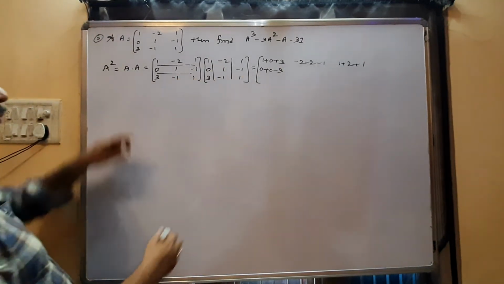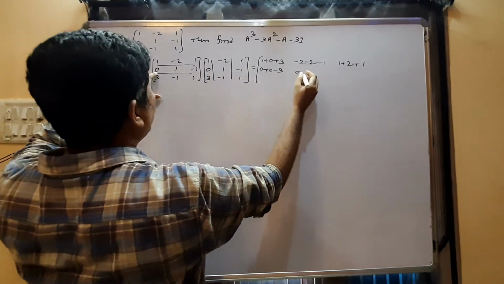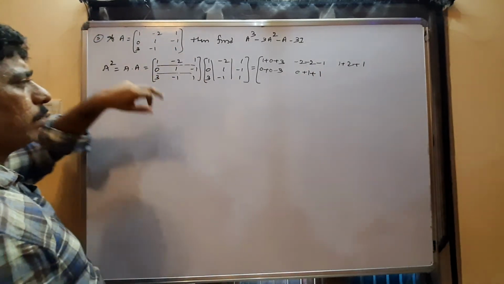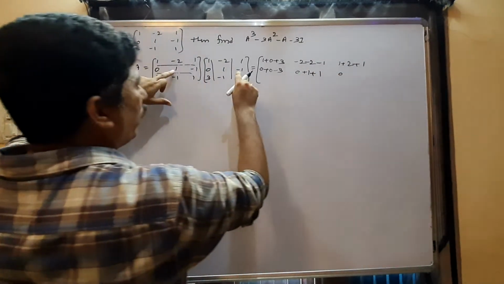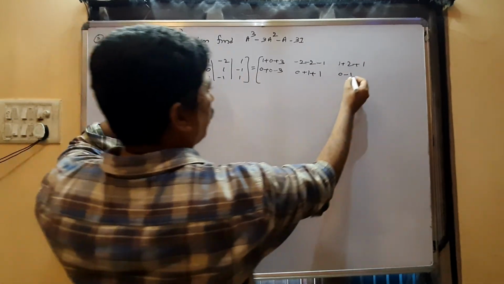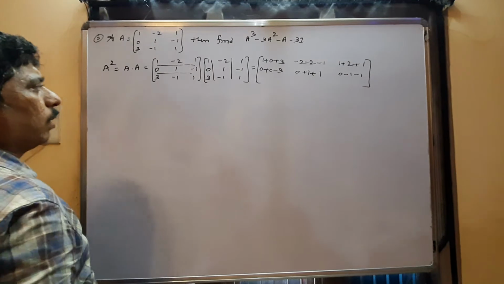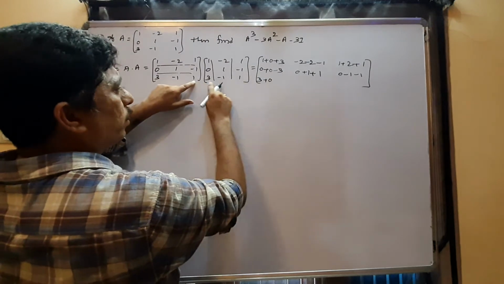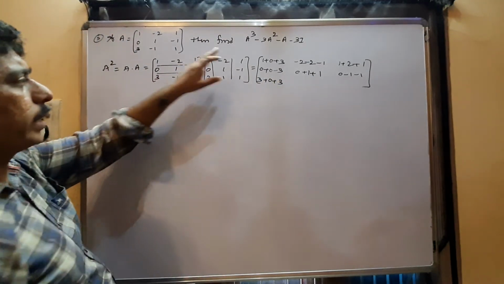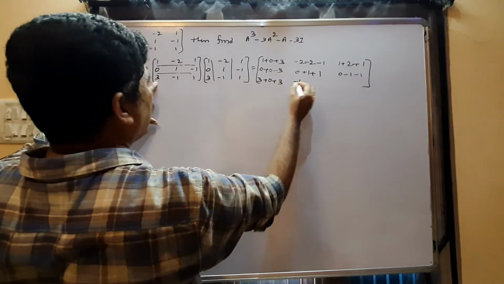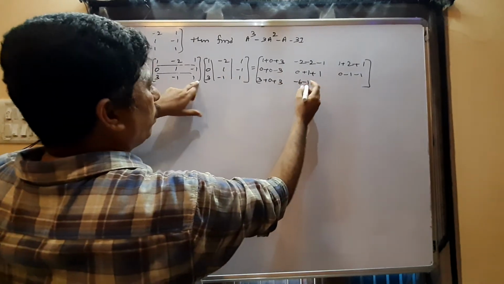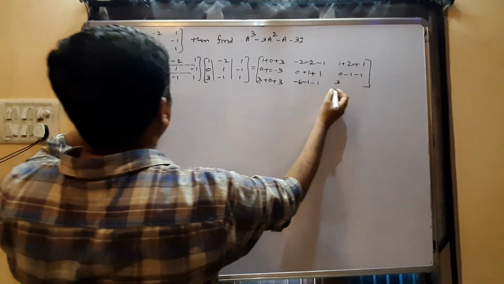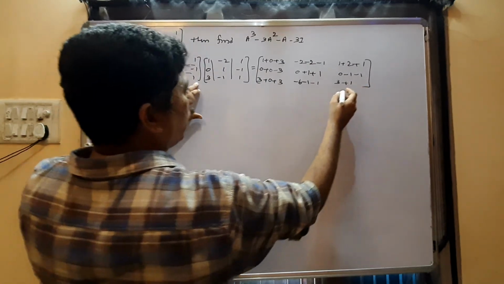Next, second row into second column: 0 into minus 2, 0, 1 into 1, 1, minus 1 into minus 1, plus 1. Second row into third column: 0, 1 into minus 1, minus 1, minus 1 into 1, minus 1. Third row into first column: 3 into 1, 3, minus 1 into 0, 0, 1 into 3 is 3. Third row into second column: 3 into minus 2, minus 6, minus 1 into 1, minus 1, 1 into minus 1, minus 1. Third row into third column: 3 into 1, 3, minus 1 into minus 1, plus 1, 1 into 1, plus 1.